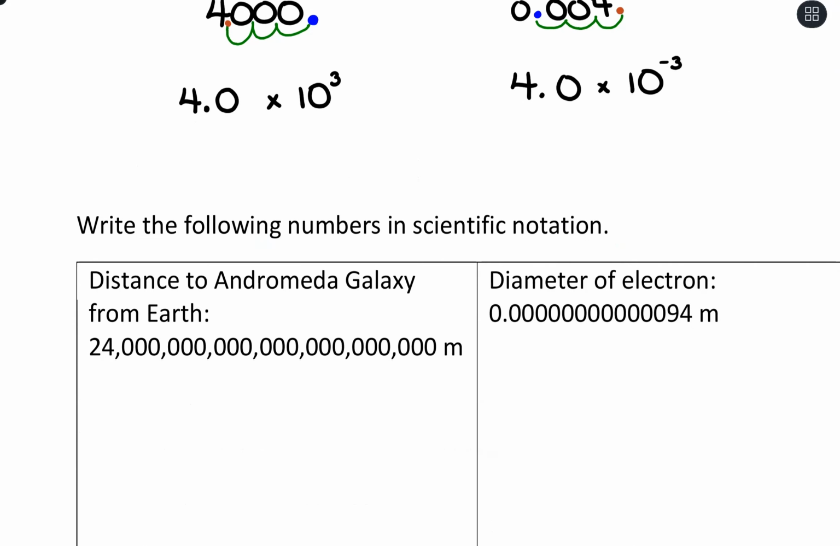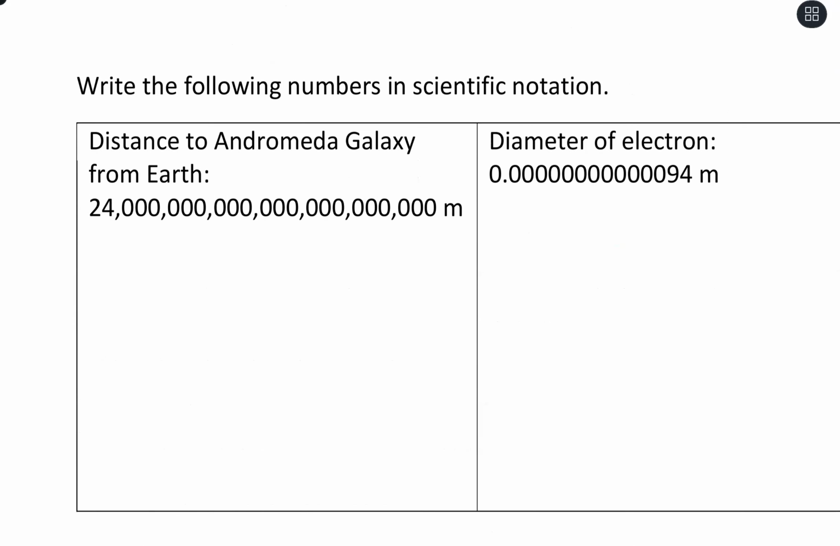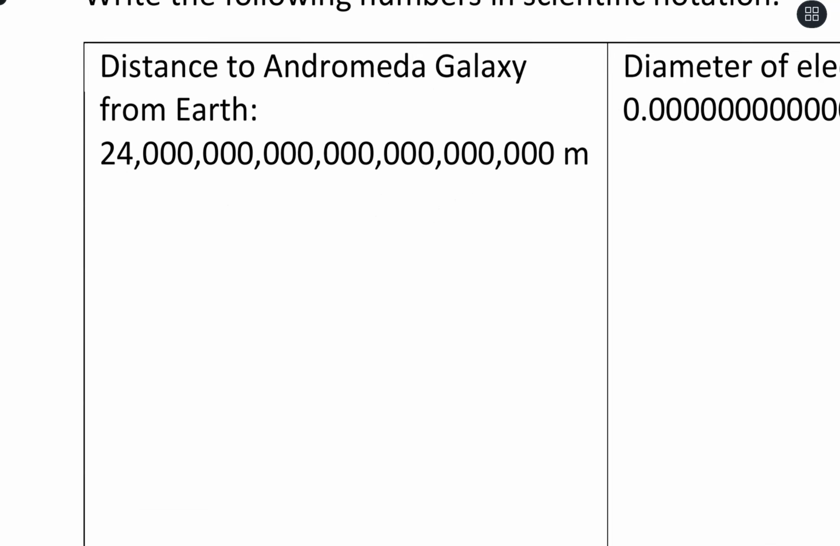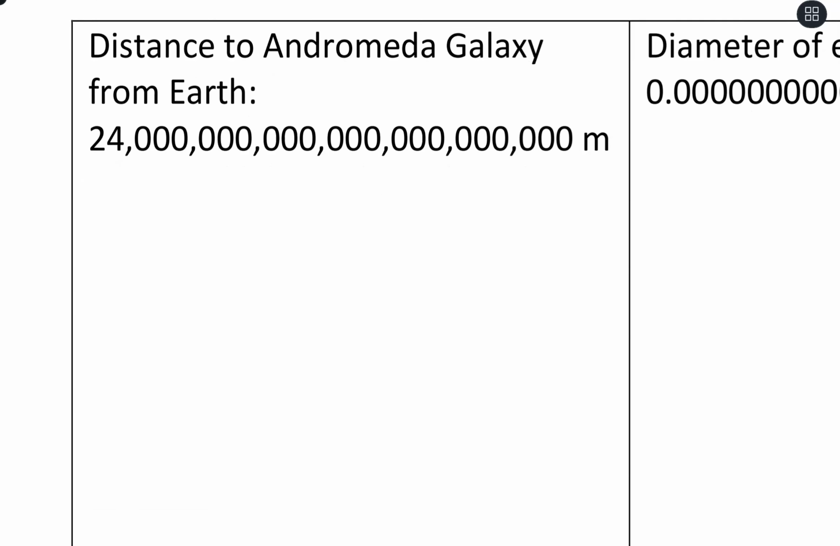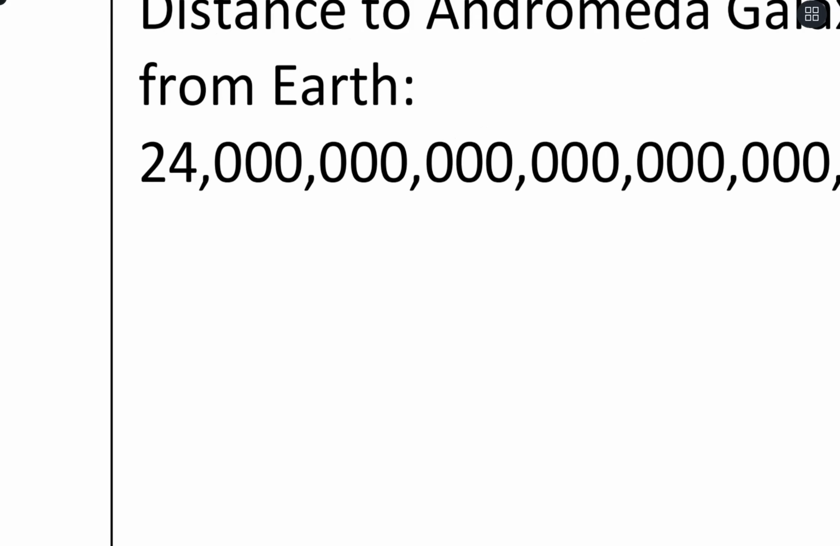So let's go ahead and practice writing out our scientific notation and converting between the 2 forms. So we have the distance to the Andromeda galaxy from Earth, this massive number that I don't even know how to read out loud. But what I want to do is, seeing this numerical part with 2 and 4, what I'm thinking about is, where should I be putting my decimal?